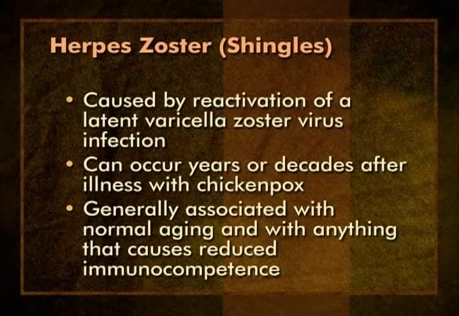Herpes zoster or shingles is caused by a reactivation of a latent varicella zoster virus infection. This can occur years or even decades after illness with chickenpox. It is generally associated with normal aging and with anything that causes reduced immunocompetence, such as immunosuppressive drugs, cancer, or infections like HIV. It can occur in healthy children and young adults, but this is less common. More than half the cases occur in persons 60 years and older.